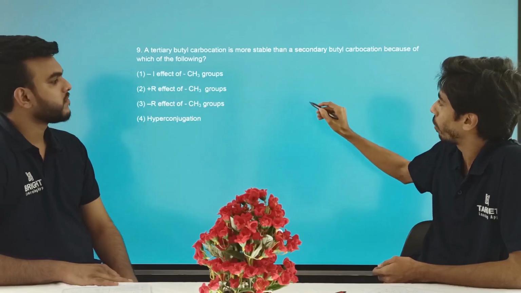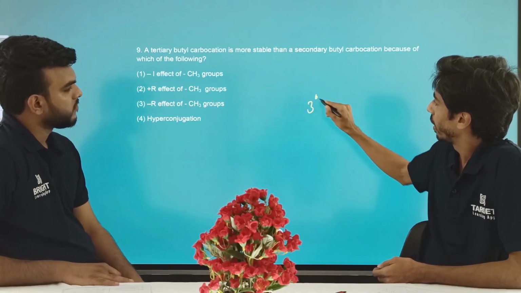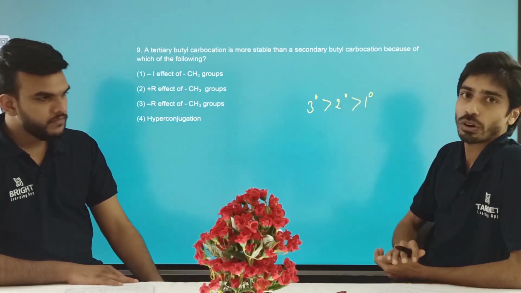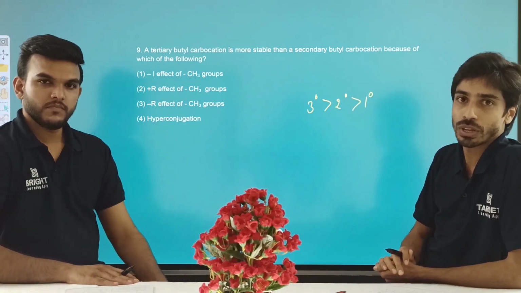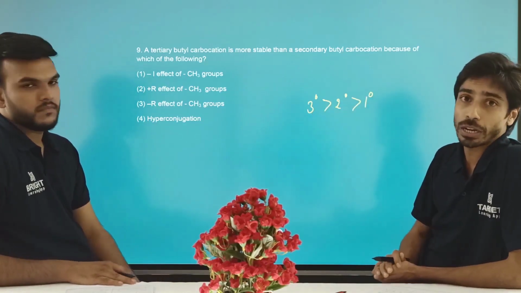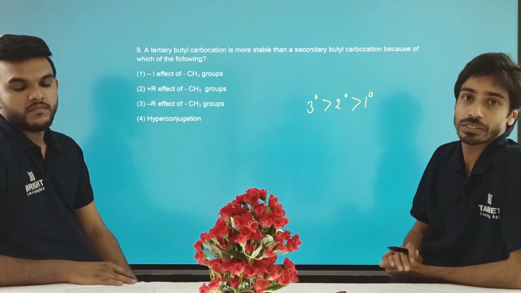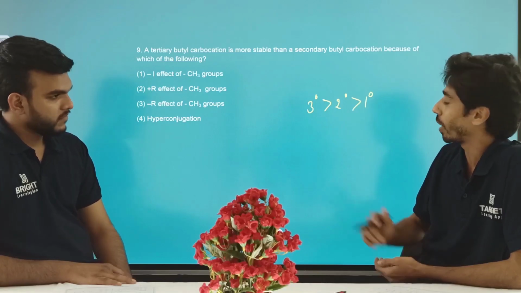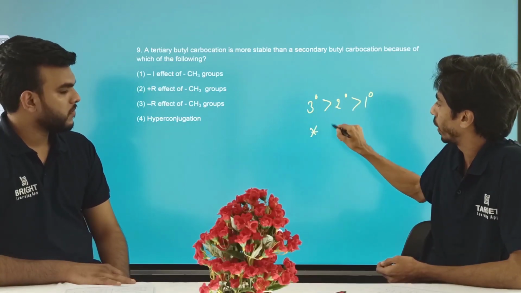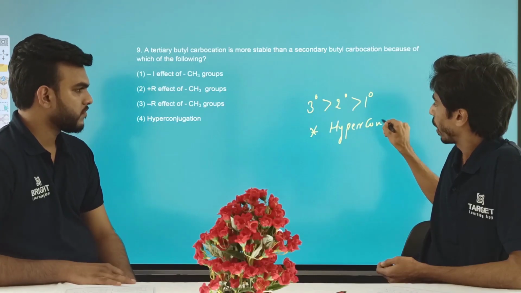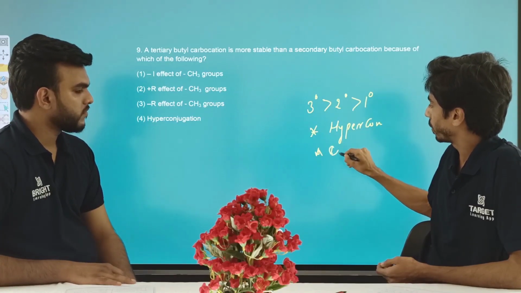The stability of carbocation is of the order tertiary greater than secondary greater than primary. This is the order of stability of different carbocations, and the tertiary carbocation has the highest stability. There are two possible reasons for the stability of carbocations: one is the hyperconjugation effect, and the second one is the inductive effect.